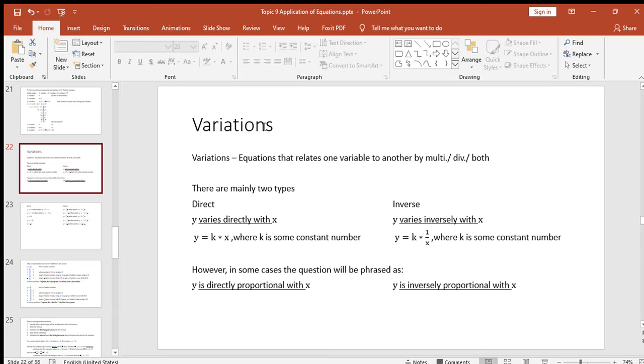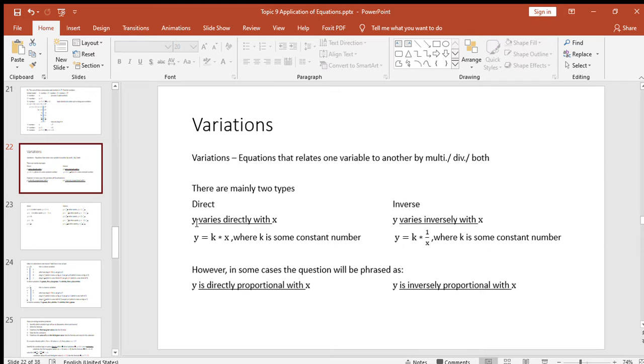And now we're going to learn a new word, variations. So, what are variations? Well, they're equations that relate one variable to another by multiplication, division, or both. There are mainly two types: direct variation and inverse variation.